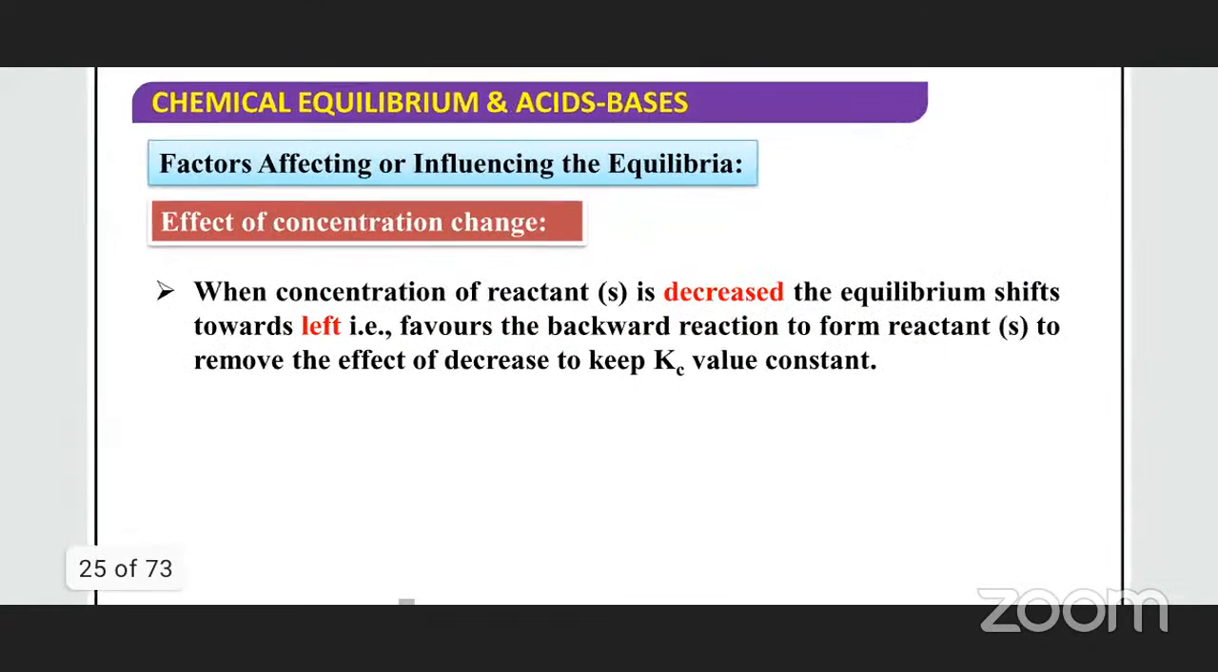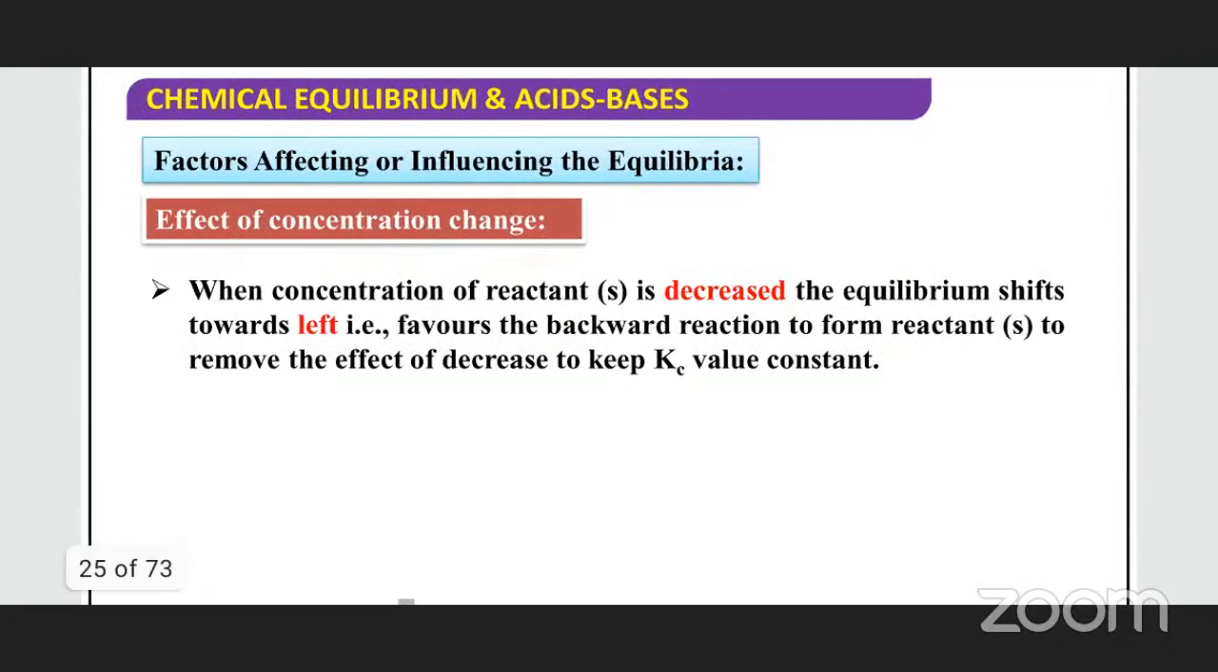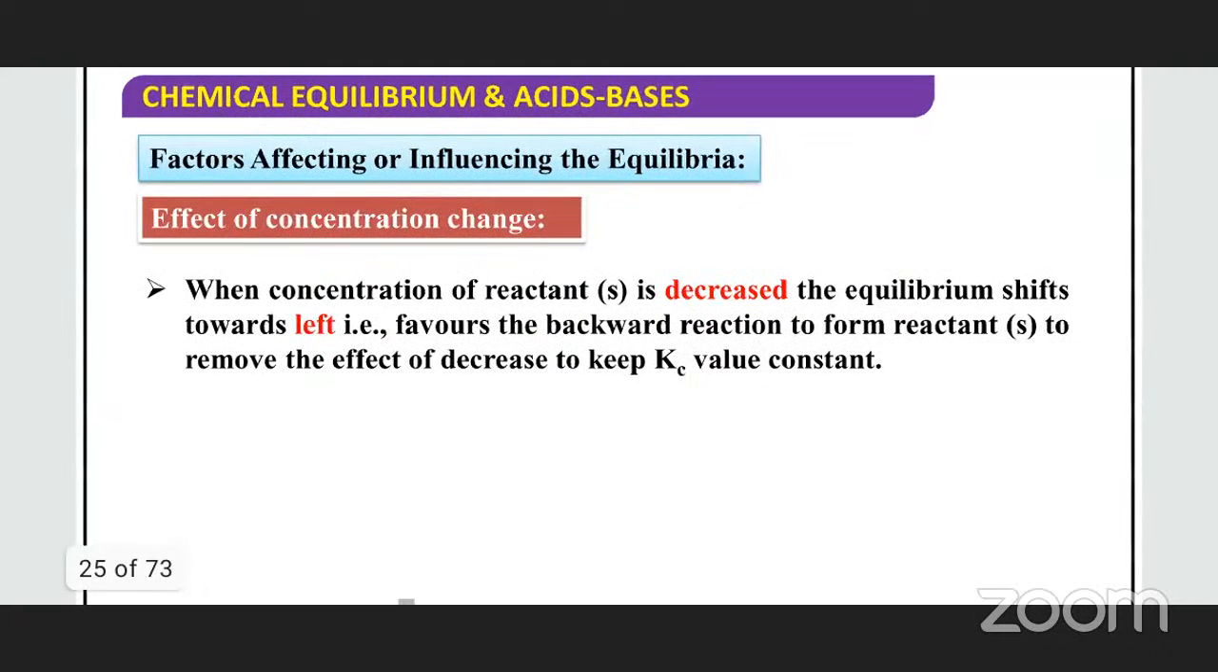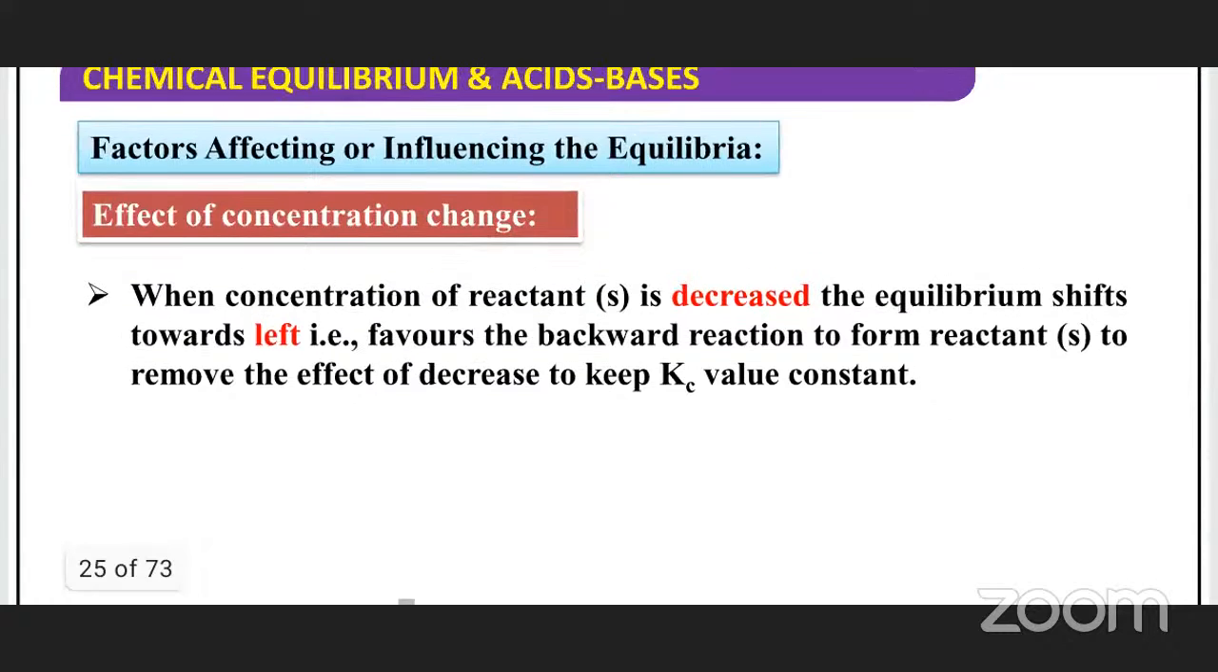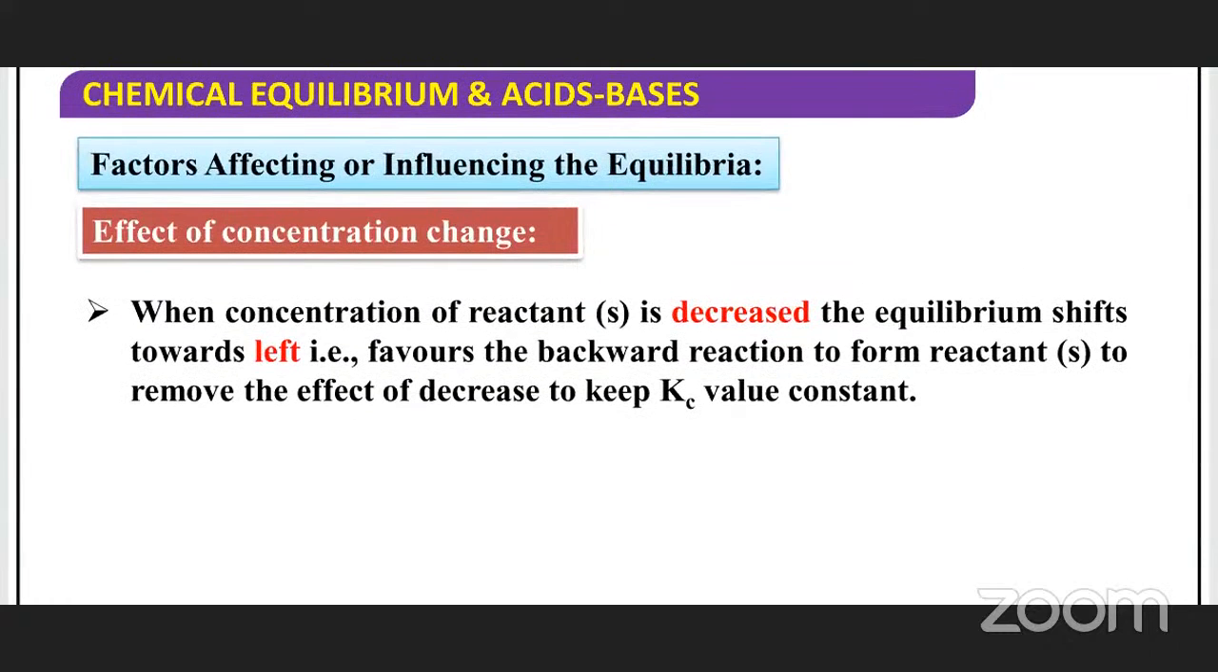When the concentration of reactant is decreased, the equilibrium shifts toward the left side. It means it favors the backward reaction to form reactant, to remove the effect of the decrease and keep the Kc value constant. Decrease in the concentration of reactant in the reaction mixture at equilibrium favors the backward reaction. Increasing the concentration of reactant favors the forward reaction. Decreasing the concentration of reactant favors the backward reaction.